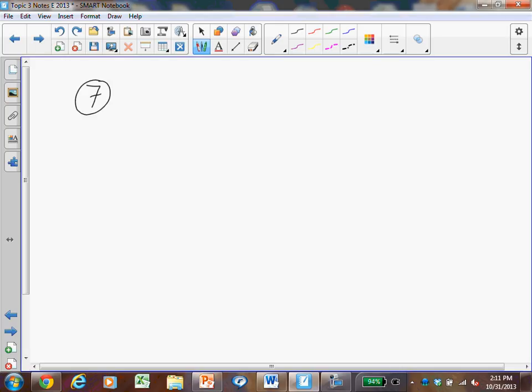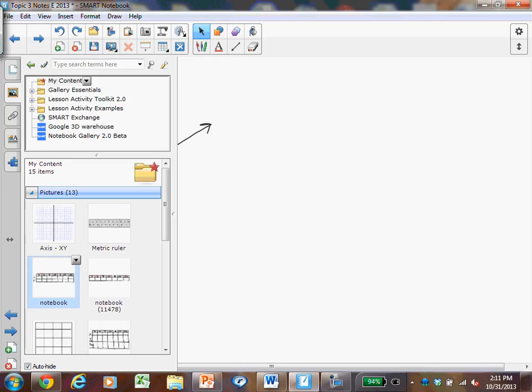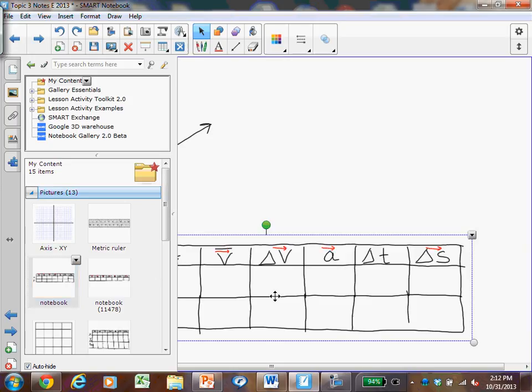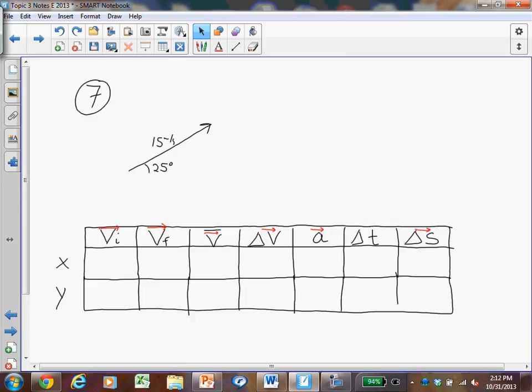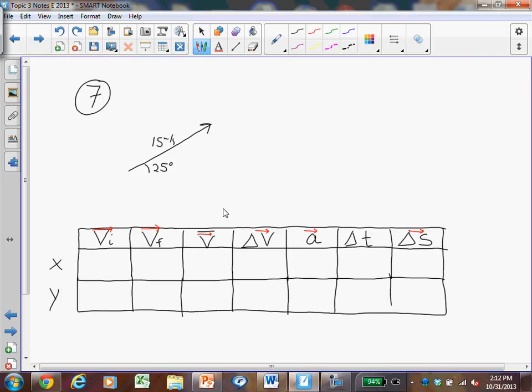Initial speed of 15 meters per second at an angle of 25 degrees. How long is it in the air? How far away does it land? Okay, so we want how long is it in the air and how far. So in this case, we're not interested in how high it goes. That's not asked.